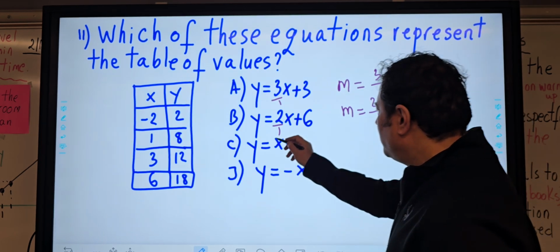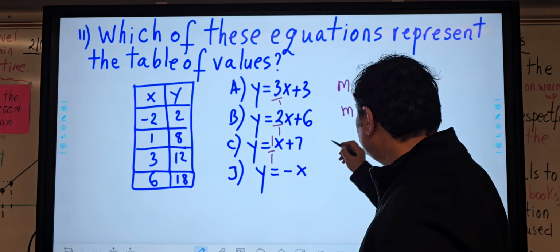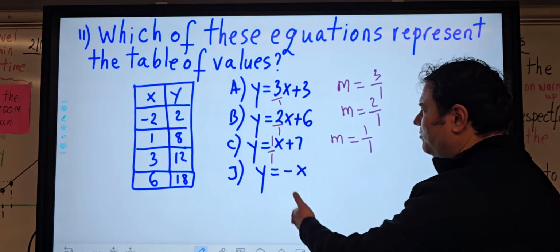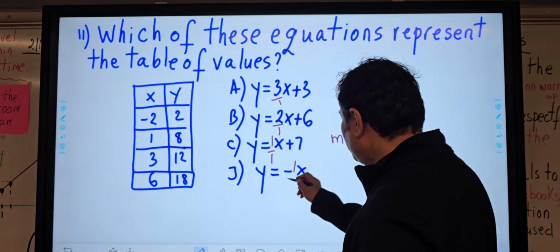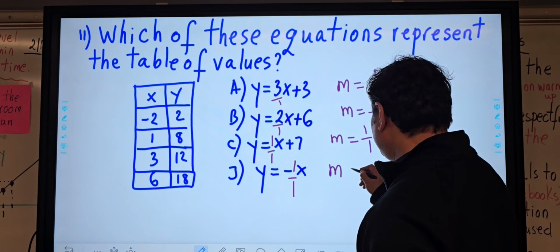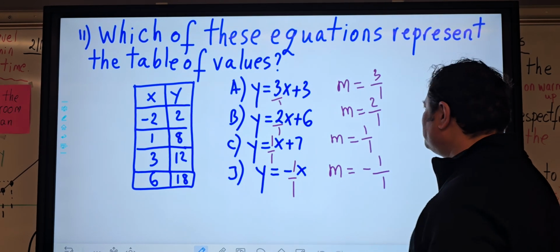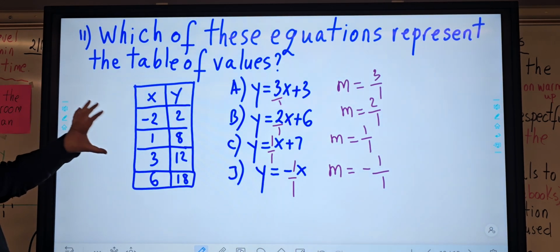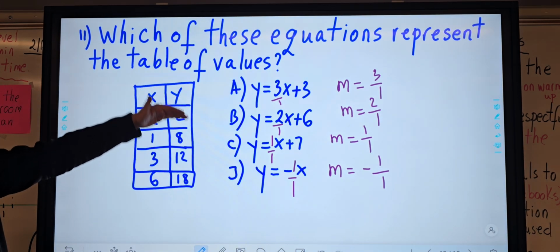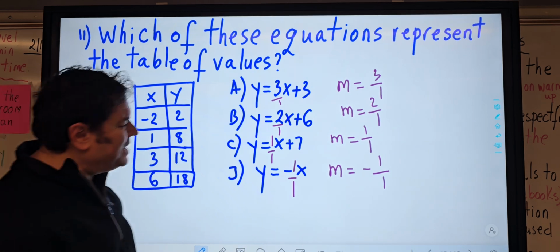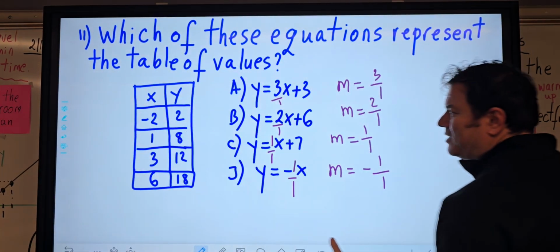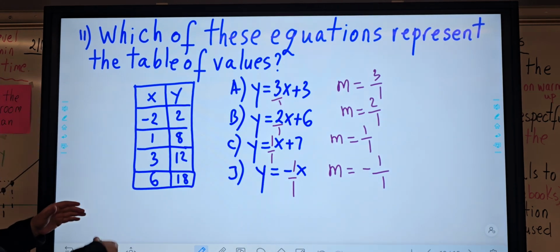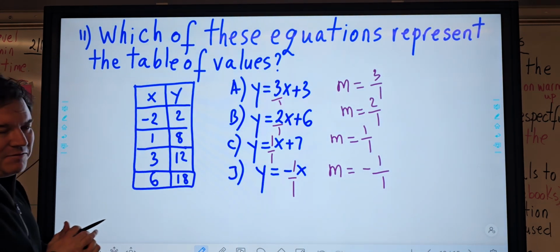For C, we can add the invisible 1 over 1. m equals 1 over 1. And for D, again we have the invisible 1 over 1. m equals negative 1 over 1. Okay, so let's do our table now. Let's find the rate for our table, and then see if our rate matches any of the answers.